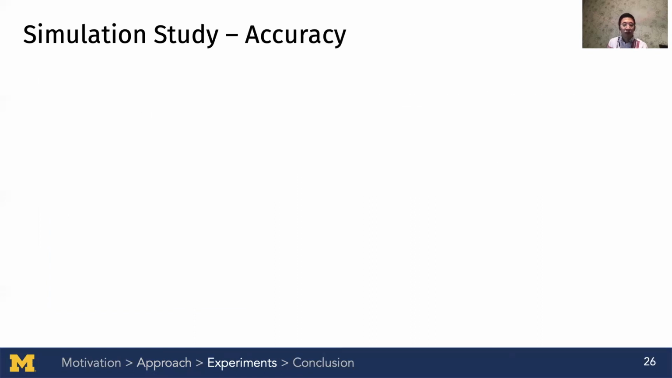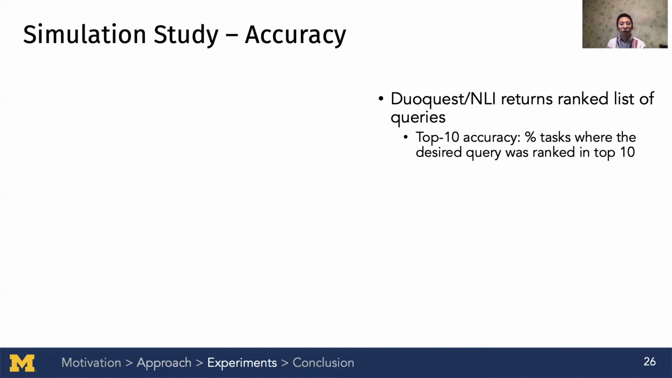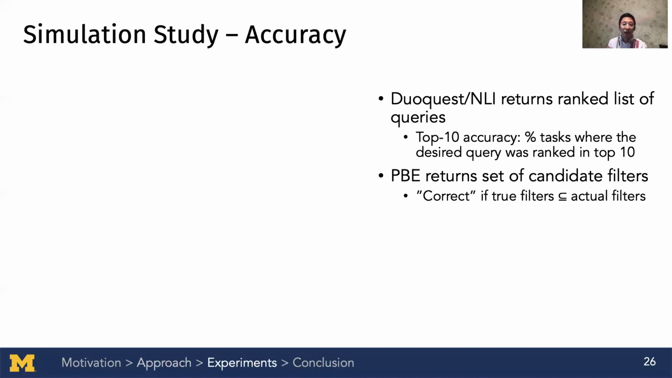In terms of accuracy, we had 2 different metrics. For our system and the NLI, we returned a ranked list of queries, and in that ranked list, we measured the top 10 accuracy. For PBE, the system that we compared against returns a set of candidate filters, which are essentially selection predicates in the where clause. We considered it correct if the true filters were a subset of the actual filters that the system produced. So actually, this was a very generous metric. We're trying to give the greatest benefit of the doubt for the system.